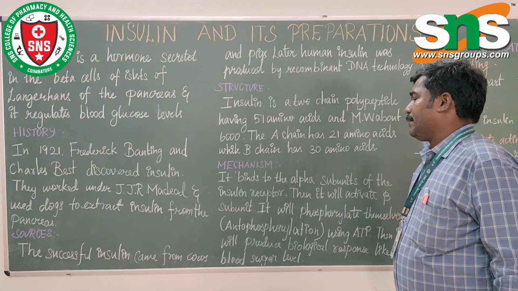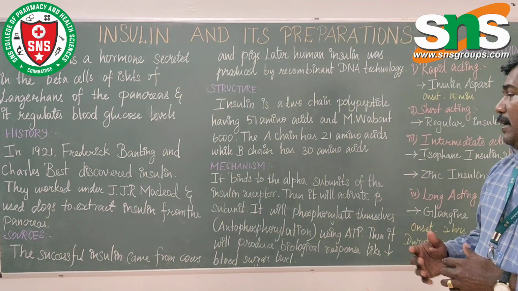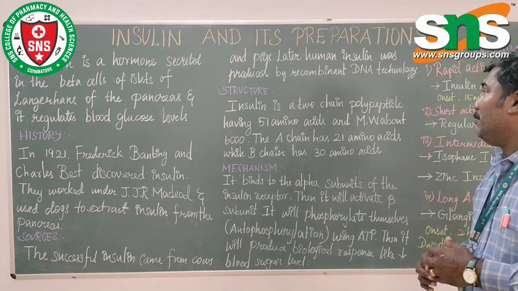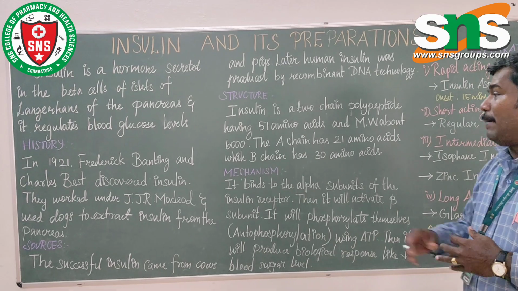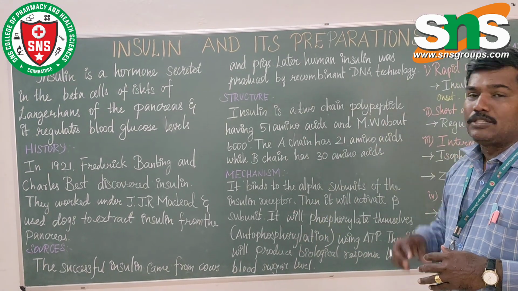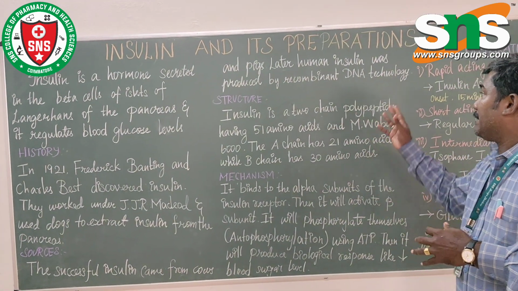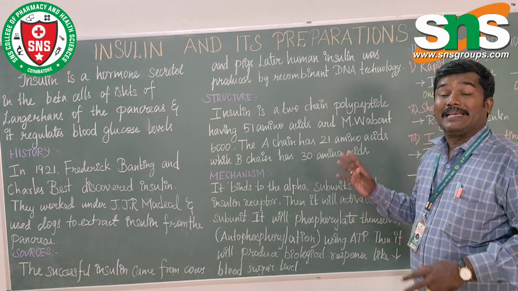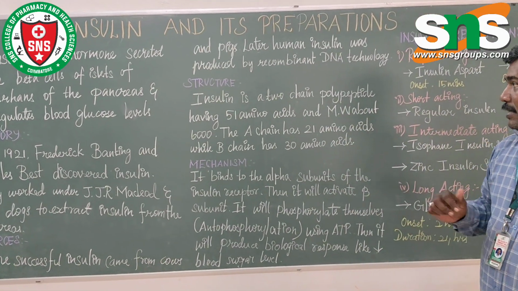So what are the sources? The successful insulin came from cows and pigs. So apart from dogs, the insulin came from cows and pigs. Later human insulin was produced by recombinant DNA technology.